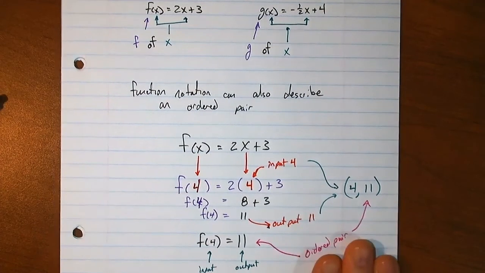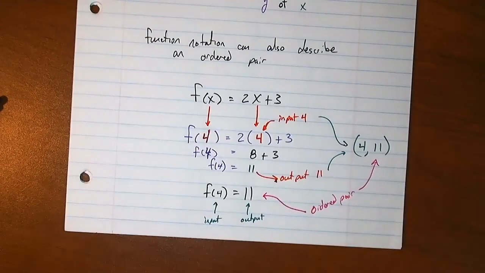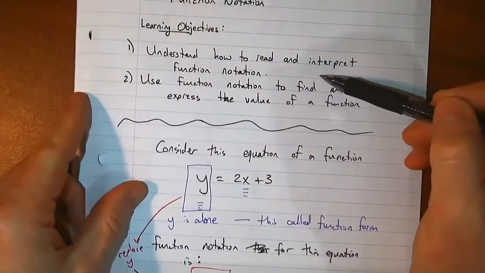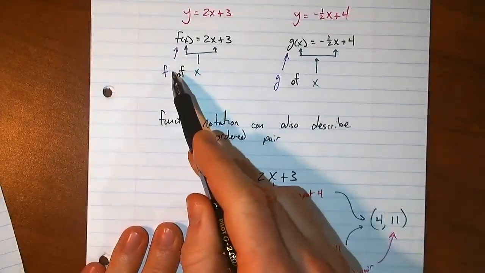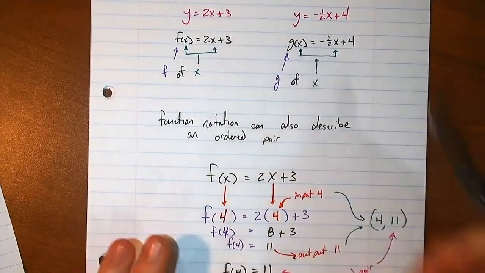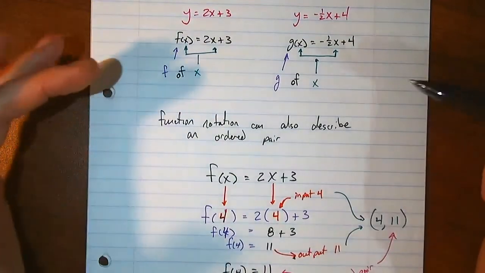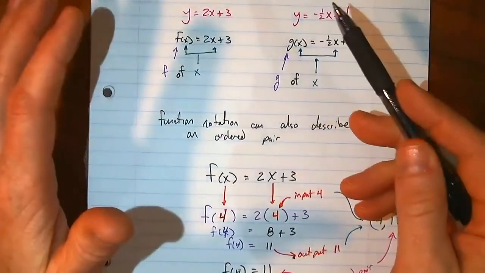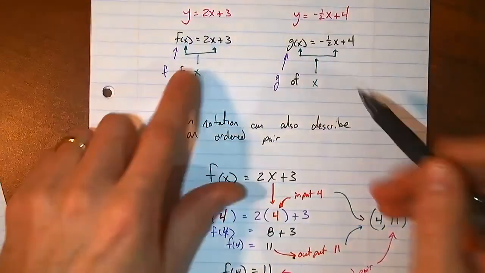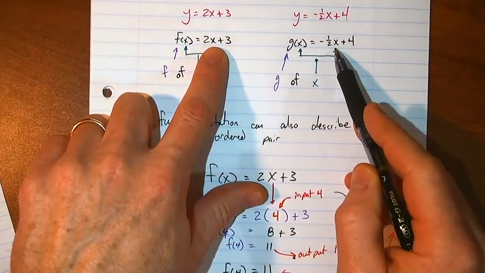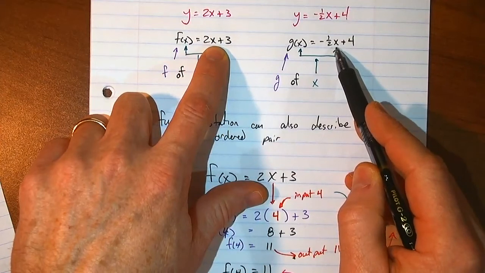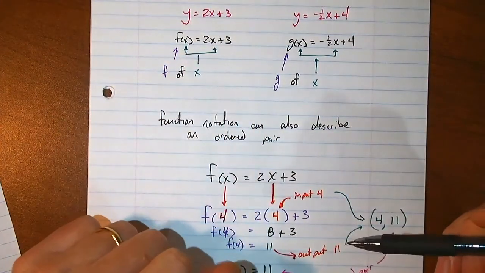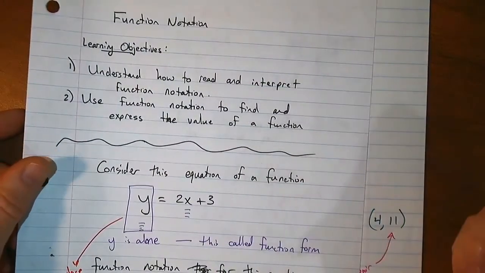So as far as our notes go, that's basically the end of our notes right there. How do you read and interpret it? Well, you read it by saying the phrase f of x or g of x or something like that. And you interpret this as being just a name. f is telling me what function I'm talking about. x is telling me what the variable is where I'm plugging things in. What's my input variable? Okay, so that's my first learning objective. How do I read and interpret the function notation?